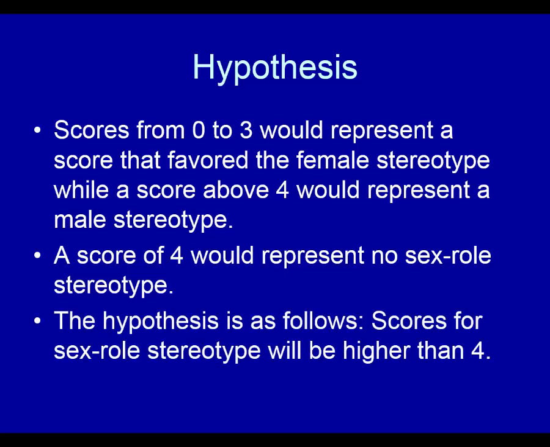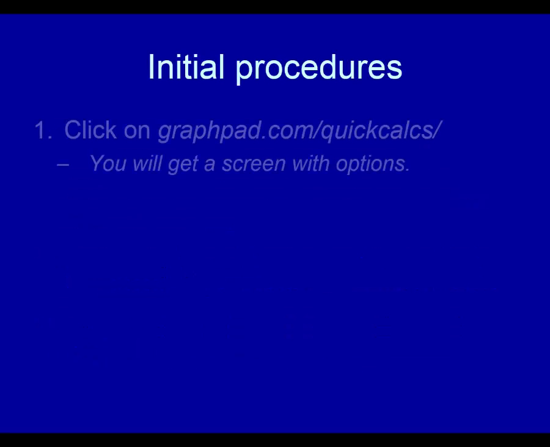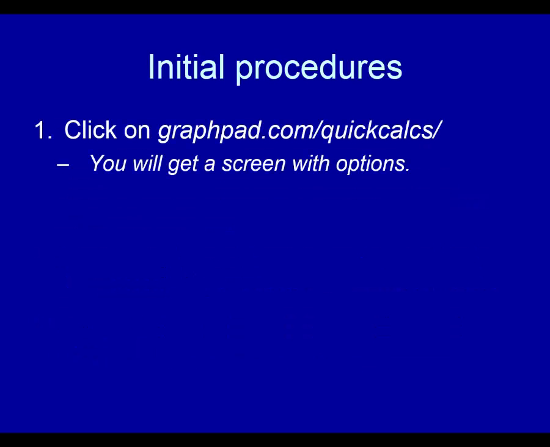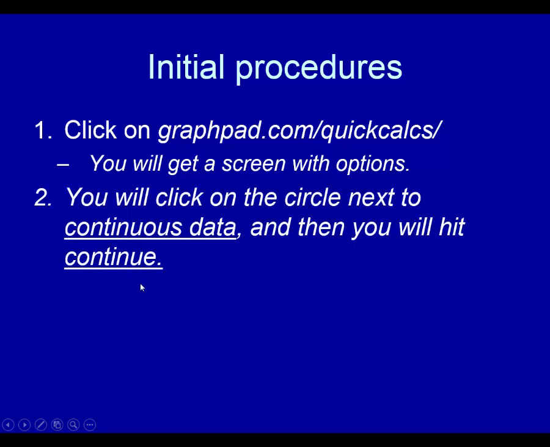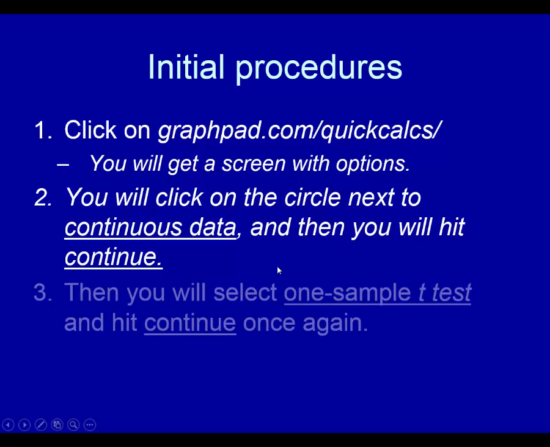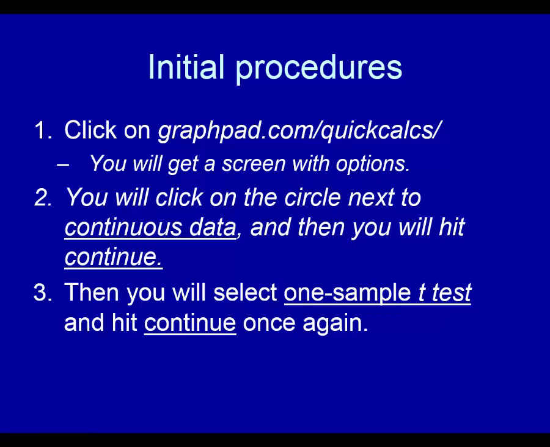The hypothesis is as follows. Scores for sexual stereotype will be higher than 4. Here are the initial procedures. We're going to use a website called GraphPad. You will see a set of options. You will click on the circle next to continuous data when you first get the screen. I'm going to illustrate that. And then you'll click. Then you'll select one sample t-test and hit continue once again.